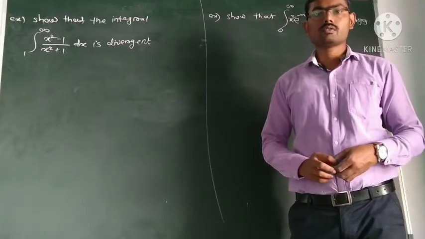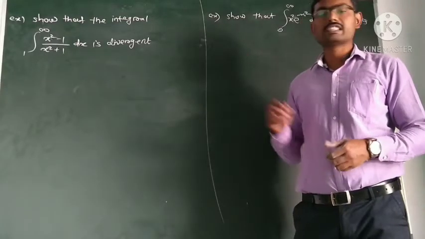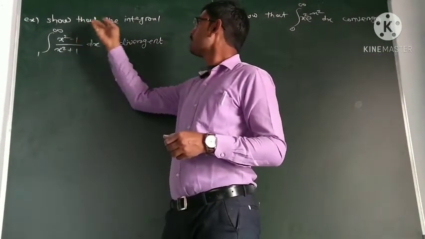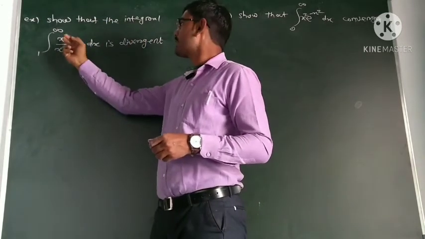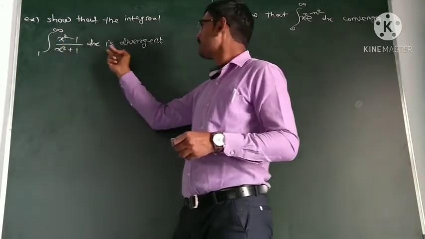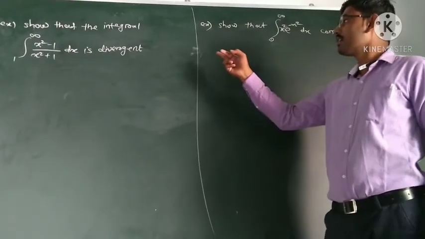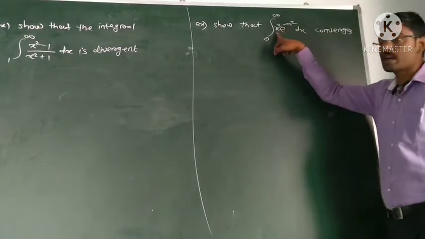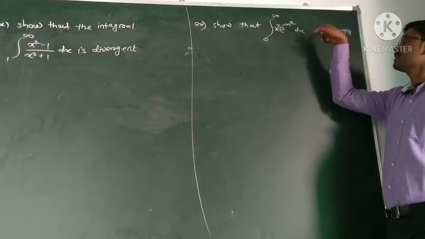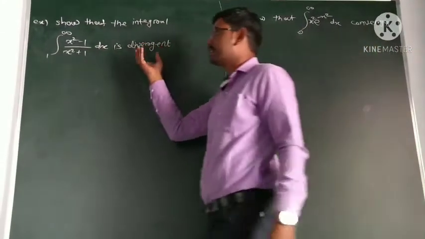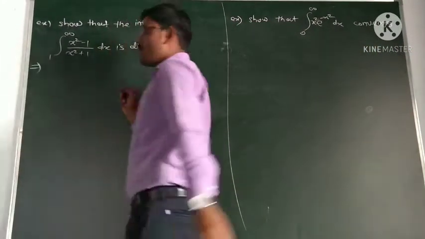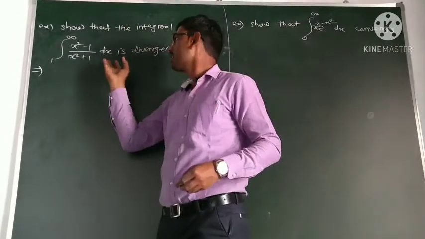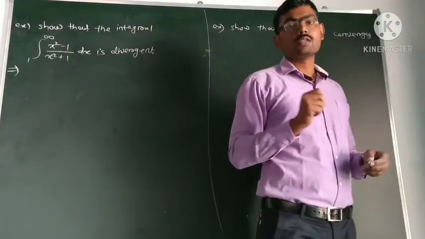Now we have two examples. In the first example, the question is: show that the integral from 1 to infinity of x square minus 1 upon x square plus 1 dx is divergent. And in the second question, we are asked to show that the integral of x square into e raised to minus x square is convergent. So we will first solve the first example. Now you have to use the limit test here. They have asked to show that this integral is divergent, and we are going to use the limit test.